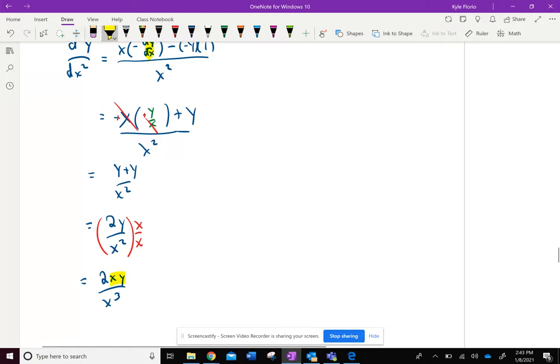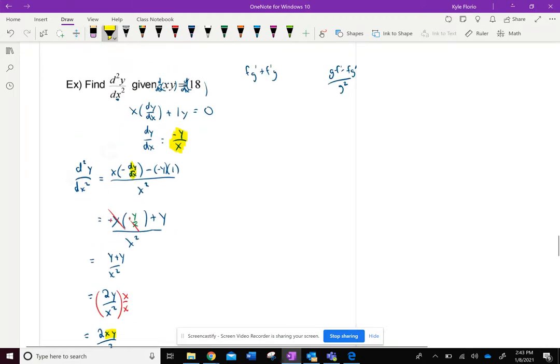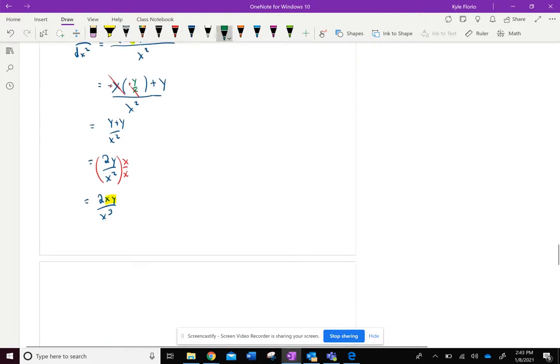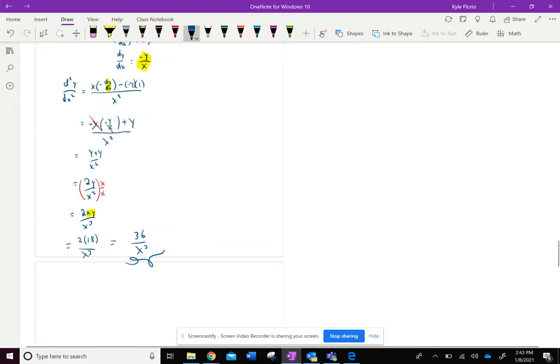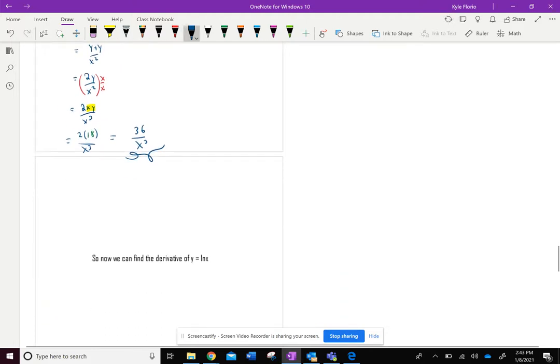So now I got that xy from the original equation to show up, so I'm going to replace that with 18. And it's 2 times that over x cubed. So we're going to get 18 plus 18 is 36 over x cubed, and that's the second derivative. And it looks like it only depends on x, not x and y.